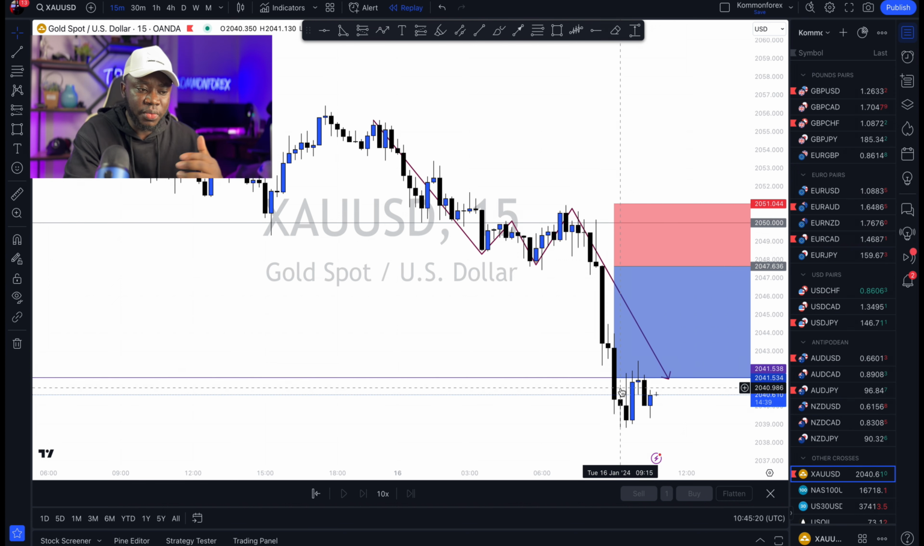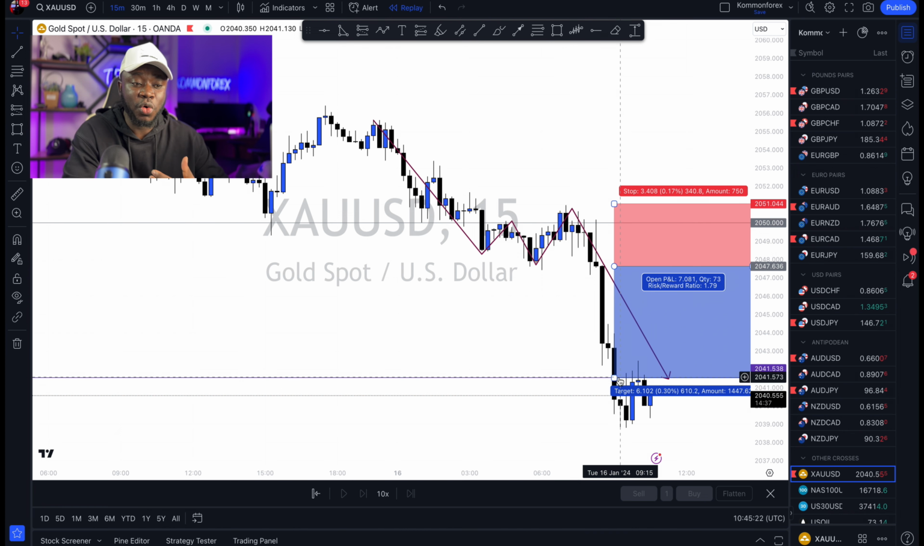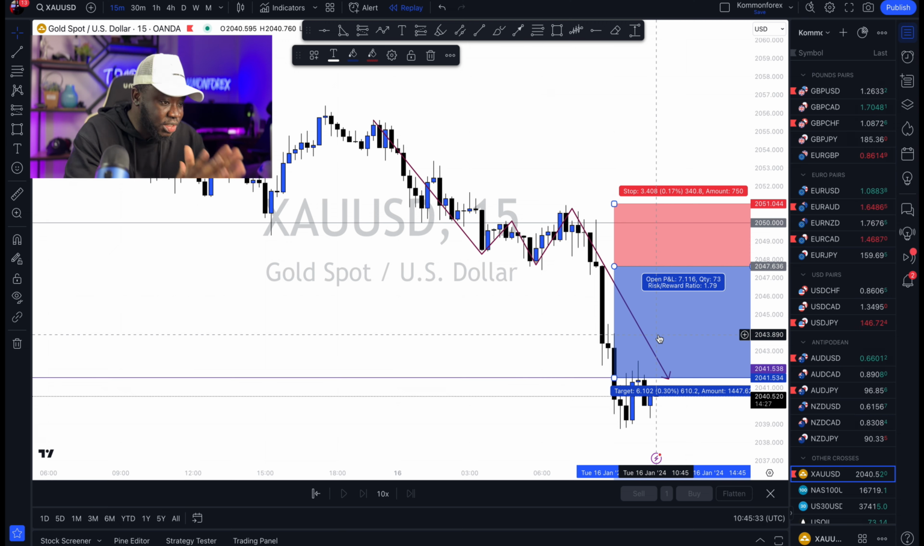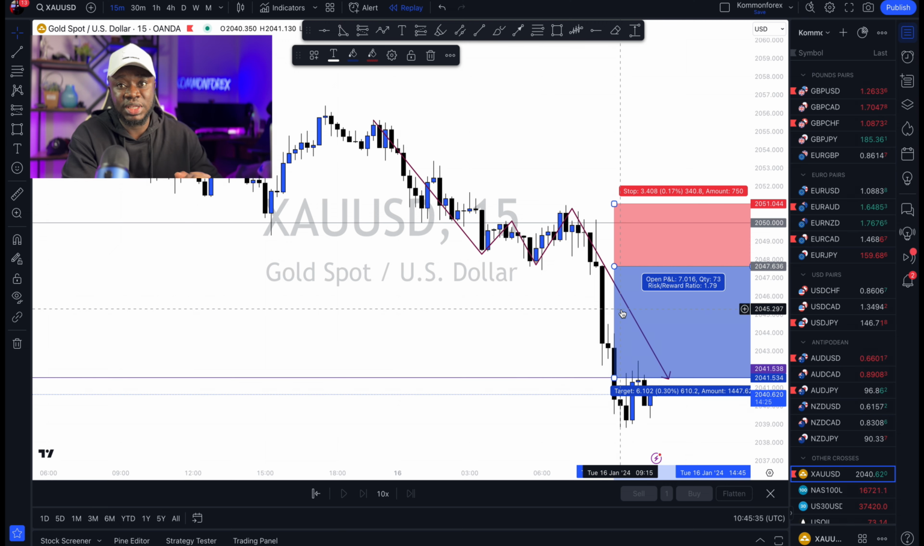Waiting to see if I might get another opportunity, or waiting for my 4-hour opportunities to also come in. All I applied was my chart pattern and then how the candlestick actually closed there.